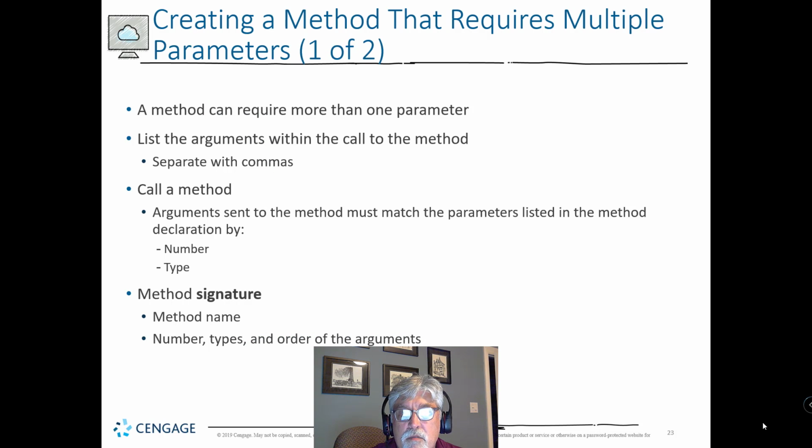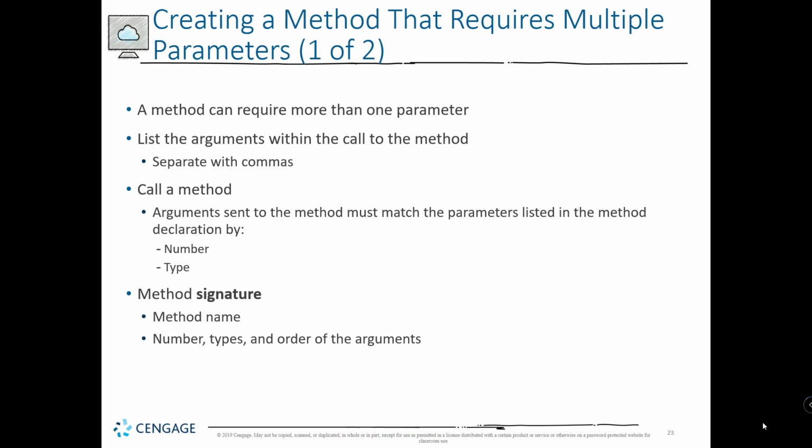Some methods require more than one parameter. So you can list the arguments within the call to the method and separate them with commas. You can call a method. The arguments sent to the method have to match the parameters by number and data type. We'll see more about that if that's not clear. Basically, if you're sending two arguments, you have to be ready to receive two parameters.